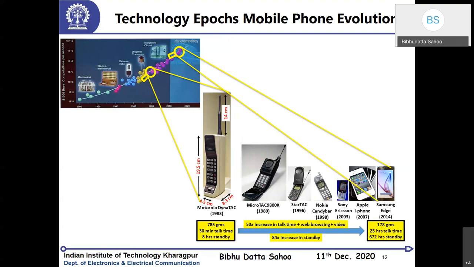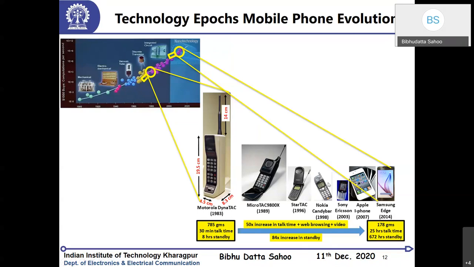It has 25 hours of talk time and 672 hours of standby. So in 2020, it is even better. I think these Samsung phones have become barely 100 grams, 150 grams, and most of the weight is actually the weight of the battery, with a lot more talk time, 48 hours probably, and a huge amount of standby power. So there is a 50x increase in talk time and web browsing plus video, and an 84x increase in the standby time. This is how technology has evolved over the years.